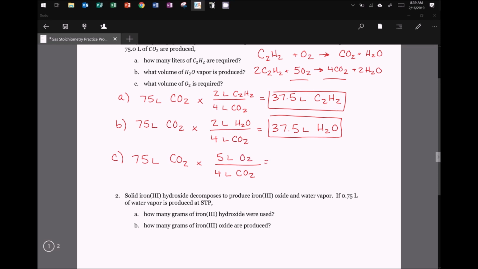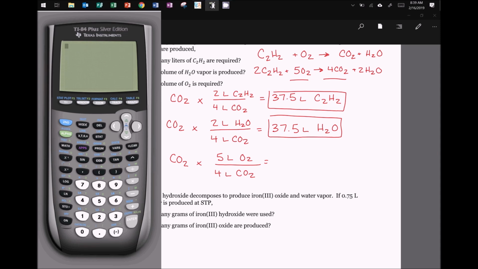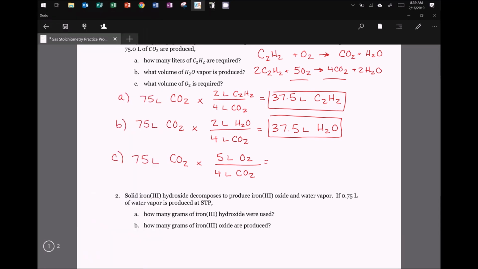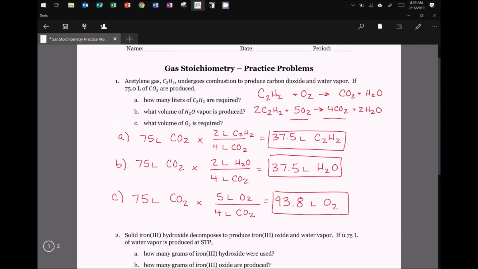I can't quite do this one in my head, so I'm going to punch this in. So 75 times 5 over 4, that gives us 93.75. But we were given 3 sig figs in the beginning, so I'm going to go ahead and round that up to 93.8 liters of O2. And that is how we do number 1.